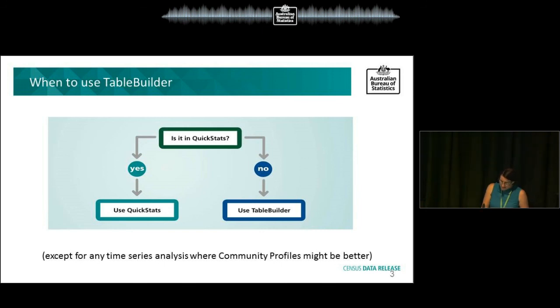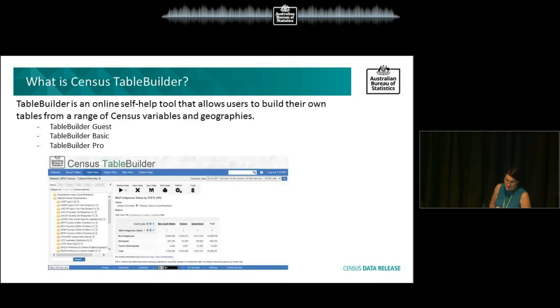But there is an exception. Sometimes community profiles are better if you're trying to compare time series information. So community profiles have a time series workbook that does compare 2006, 2011 and 2016 data, often in the one page. Sometimes that's a little bit easier to share around with people if you're just trying to get that longitudinal aspect of your census data.